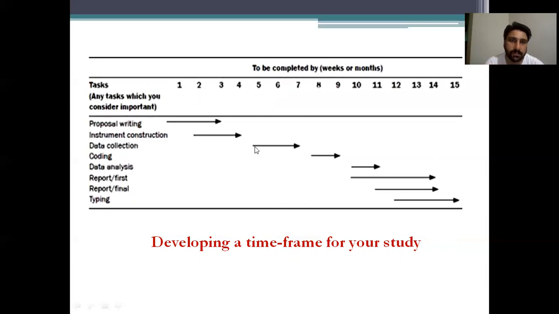Then within the next 5, 6, or 7 months, that's the time when you will start collecting the data. You will go out and collect the data. You will get the questionnaires done, along with, let's say, the consent forms, or the observational study. You will initiate the observations and start collecting the data.